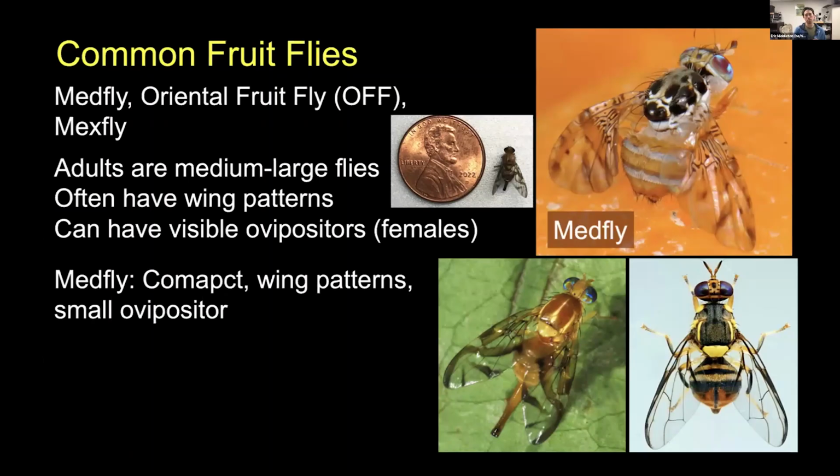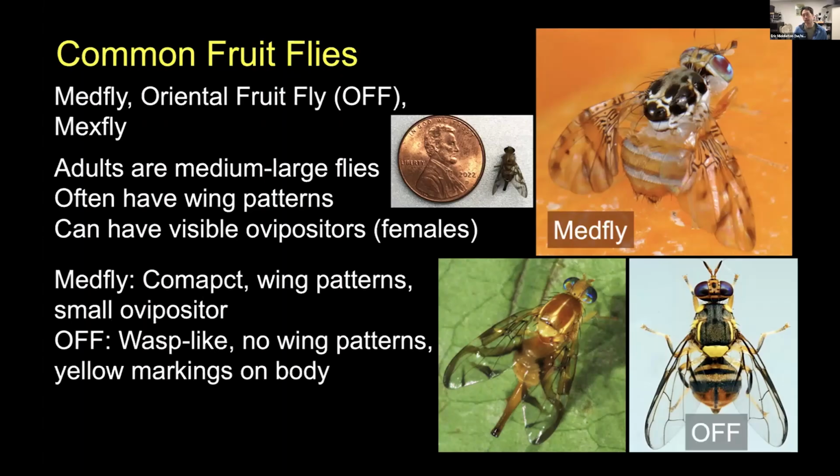And generally speaking, they have a smaller ovipositor. So not a really long one. It's not this super obvious kind of stinger-like thing. Oriental fruit fly, down in the bottom right corner. They're a little bit more wasp-like.